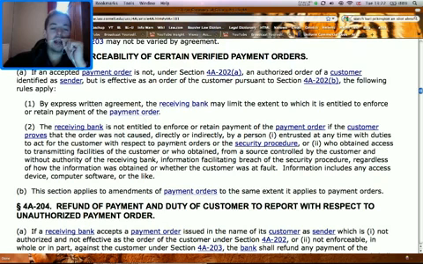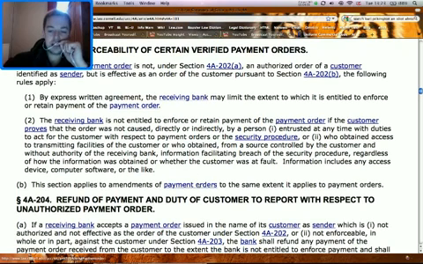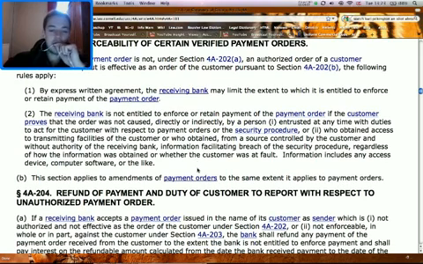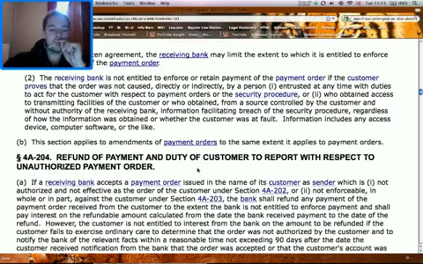2. The receiving bank is not entitled to enforce or retain payment of the payment order if the customer proves that the order was not caused directly or indirectly by a person 1. entrusted at any time with duties to act for the customer with respect to payment orders or the security procedure, or 2. who obtained access to transmitting facilities of the customer, or who obtained from a source controlled by the customer and without authority of the receiving bank information facilitating breach of the security procedure, regardless of how the information was obtained or whether the customer was at fault. Information includes any access device, computer software, or the like.